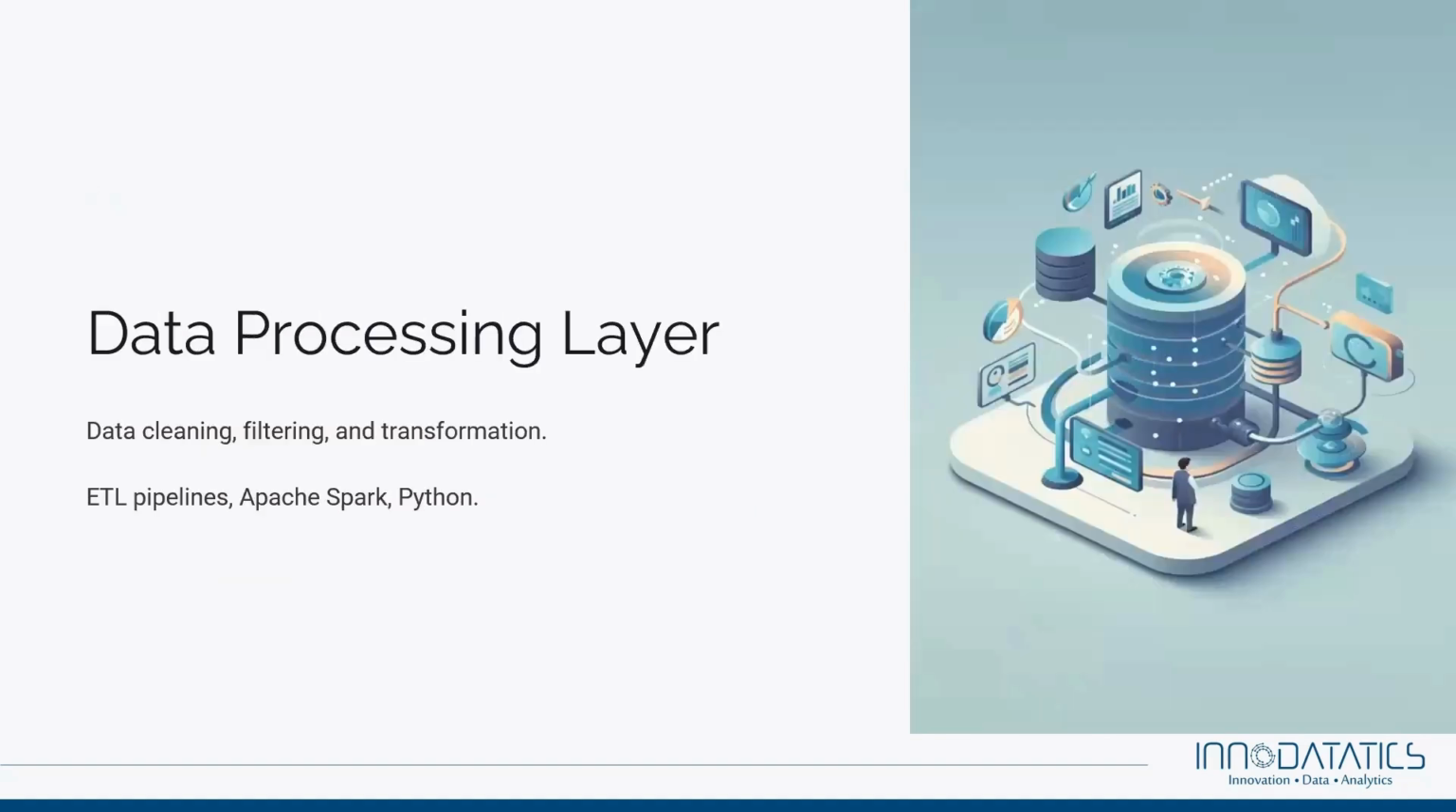Then comes the data processing layer. This is where raw data gets transformed into a usable format. Processing might include cleaning, filtering, or enriching the data. Tools like Apache Spark, ETL pipelines, or even Python scripts are commonly used here. For example, in a machine failure prediction model, this stage might involve calculating derived features like average machine temperature or vibration frequency.